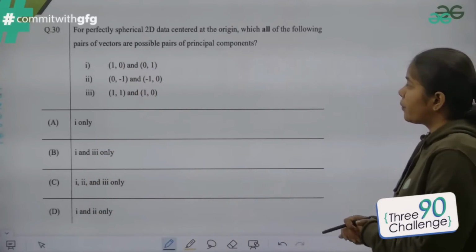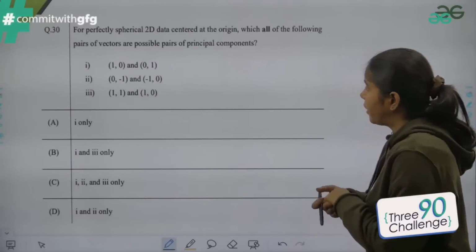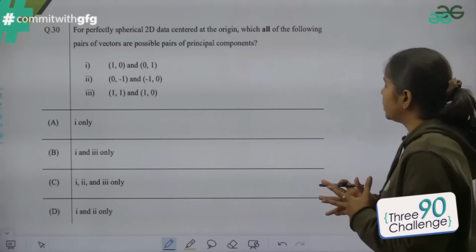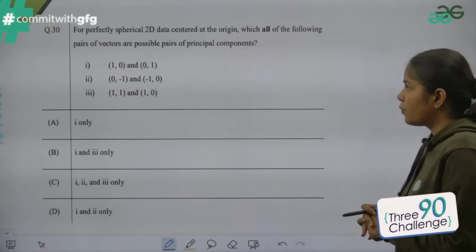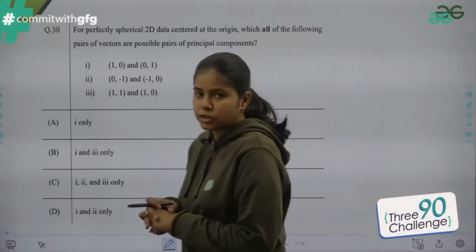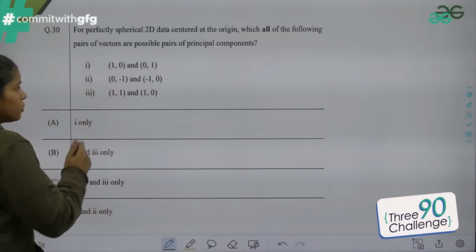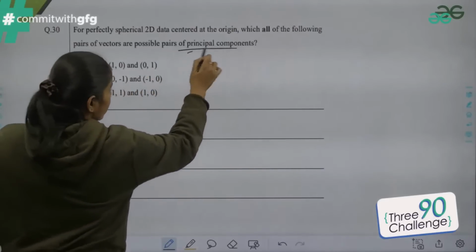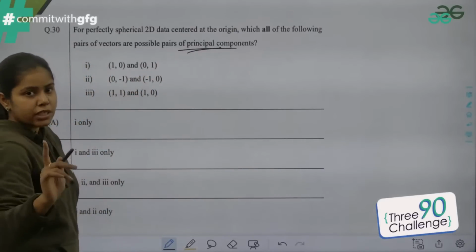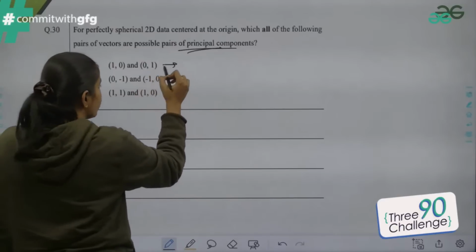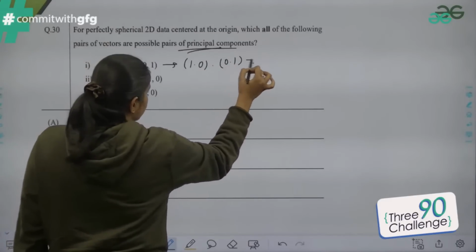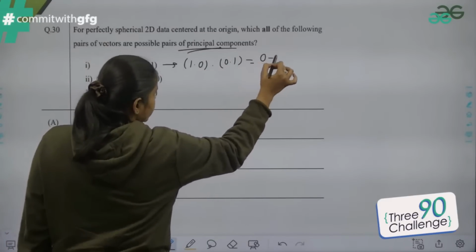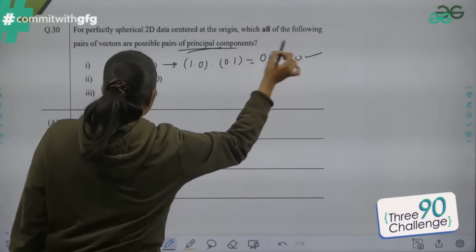Right. For perfectly spherical 2D data centered at the origin, which of the following pairs of vectors are a possible pair of principal components? So you can see that principal components are orthogonal to each other. This is the first condition for principal components. So if you multiply (1, 0) and (0, 1), that is 1 times 0 plus 0 times 1, so you will get 0. So this would be possible.